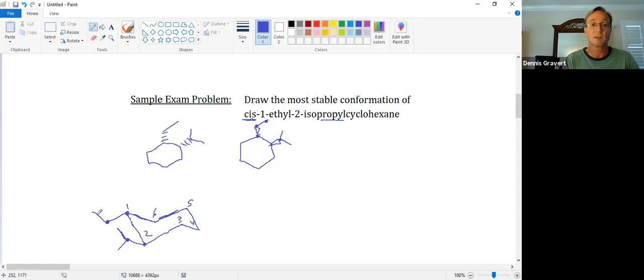Good. Carbon 1 has an ethyl. Carbon 2 has an isopropyl. Is this cis? Well, this bond is pointing down. This equatorial bond is pointing up. Wait, they're opposite. This is trans. I'm not going to get full credit. I was supposed to do cis. You can't have both groups equatorial and be cis if those groups are on carbons 1 and 2. So no. Nope. That's not good. Try again.